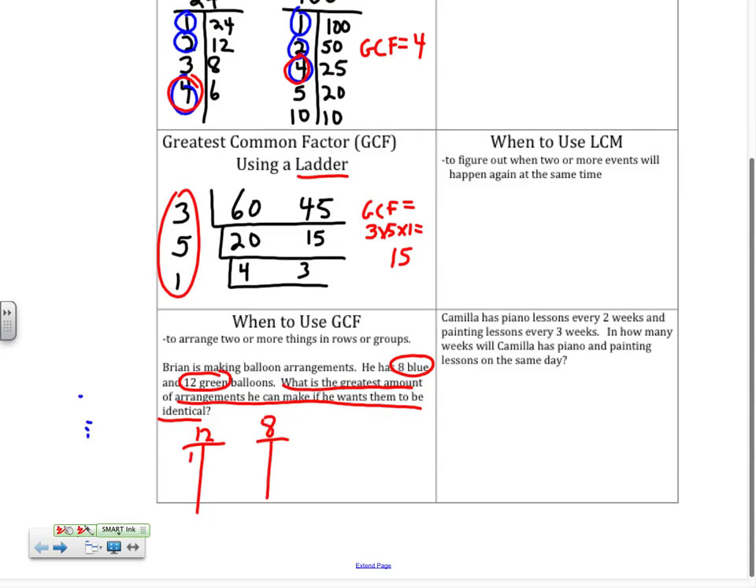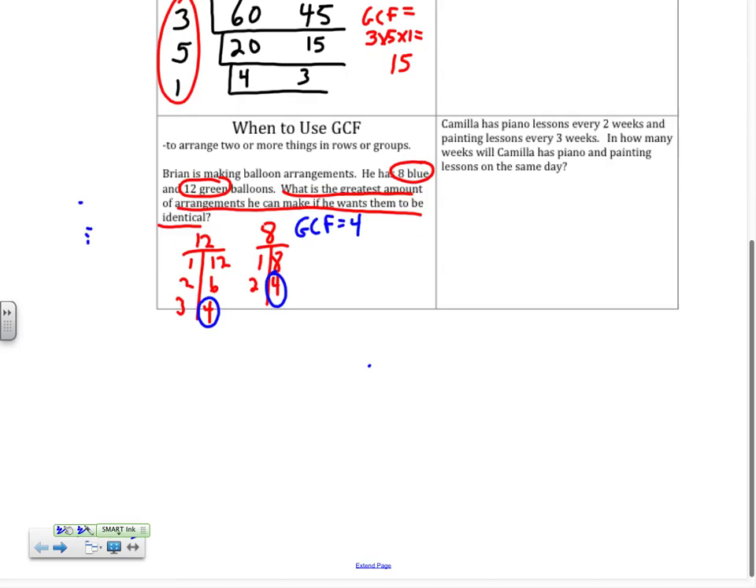Factors of 12 are 1 and 12, 2 and 6, 3 and 4. Factors of 8 are 1 and 8, 2 and 4. And I can see they have 2 in common, 1 in common, and 4 in common. The biggest one is 4. So if the GCF equals 4, that's going to answer our question, what's the greatest amount of arrangements he can make? But let's take a look at why the answer is 4 and what it actually means.